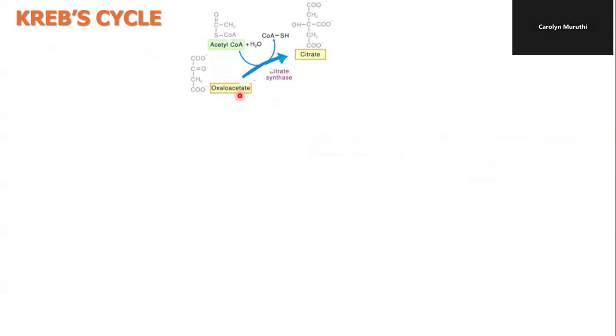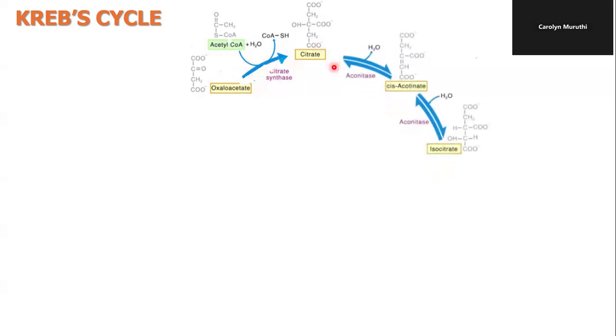So what is the fate of acetyl-CoA derived from pyruvate? It enters the Krebs cycle, also known as the citric acid cycle or tricarboxylic acid cycle. And here it is linked to oxaloacetate to give us citrate. It's a condensation reaction because we are using water to join these 2 molecules together. And this reaction, an irreversible reaction, is catalyzed by citrate synthase.